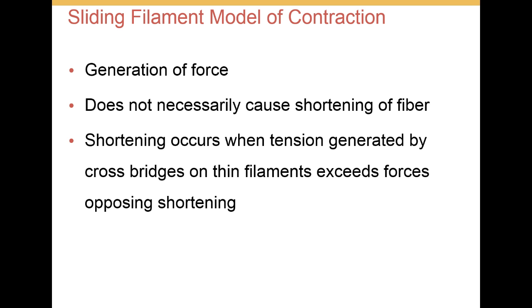So the sliding filament model is our best current explanation of how a muscle cell can generate force. Now, just because a muscle cell generates force doesn't mean that the fiber physically shortens. Sometimes you may pick something up and simply hold it in place. You may do what's sometimes called an isometric exercise. That means that you are generating force, but the length of the muscle isn't changing, which means that the length of the individual muscle cells is not changing, but still you're generating force.